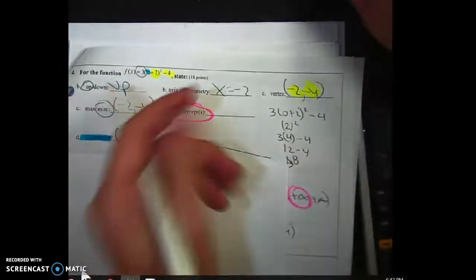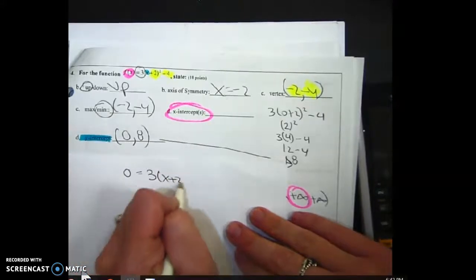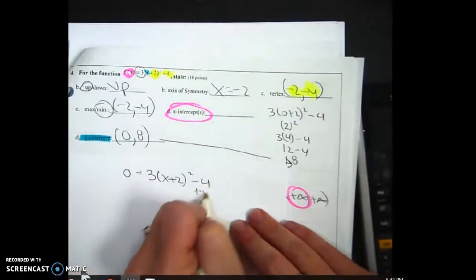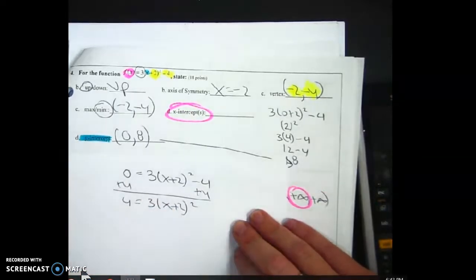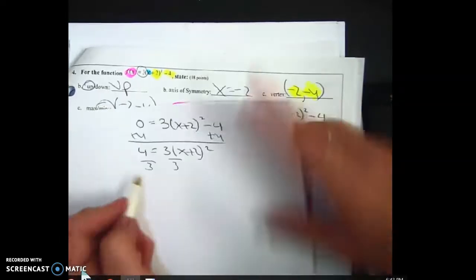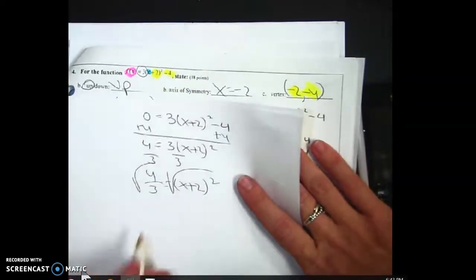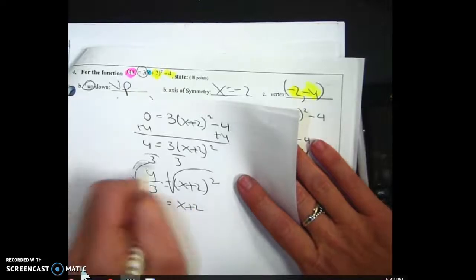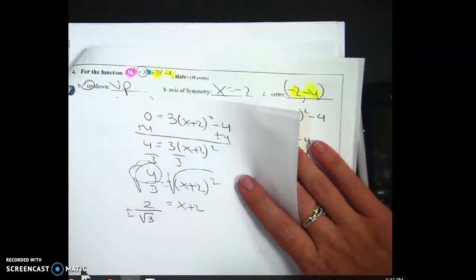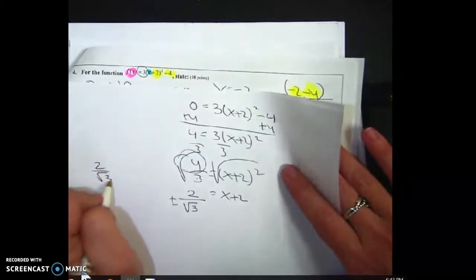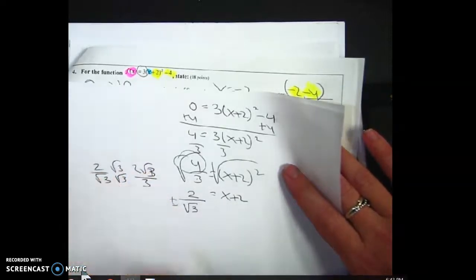All right? So I set this equal to 0, and I get 0 equals 3(x plus 2) squared minus 4. How do I solve? Add 4, add 4. 4 equals 3(x plus 2) squared. Divide by 3. 4/3 equals (x plus 2) squared, square root. X plus 2 equals, the square root of 4 is 2. The square root of 3, I don't know it, square root of 3, plus or minus. Remember though, 2 over rad 3 is 2 rad 3 over 3.